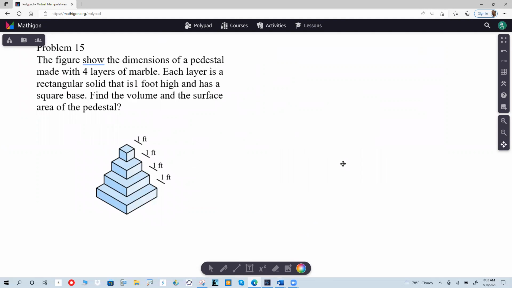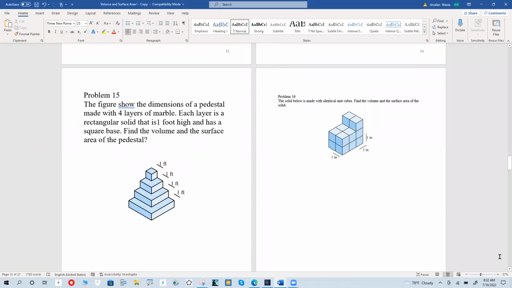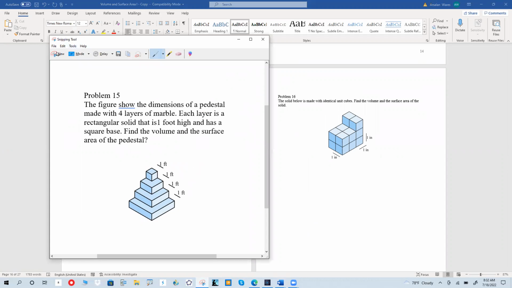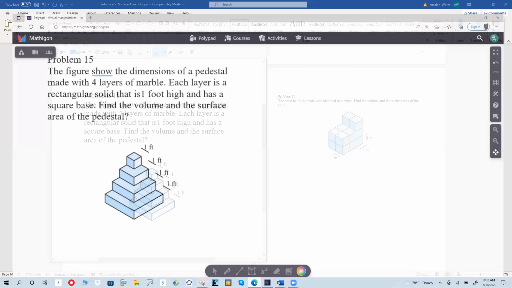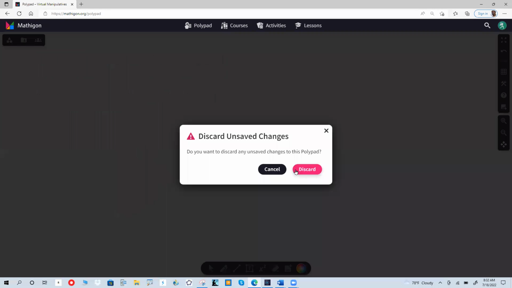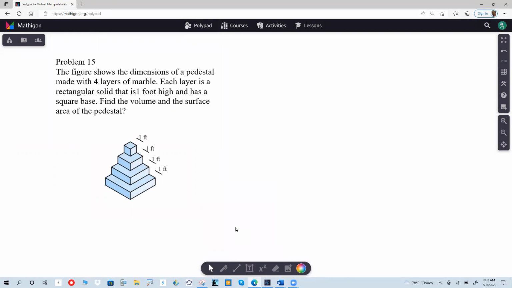The figure shows, let's put an S here. All right, here we go. The figure shows the dimensions of a pedestal made with 4 layers of marble. So we have 4 layers, okay? And each layer is a rectangular solid that is 1 foot high.